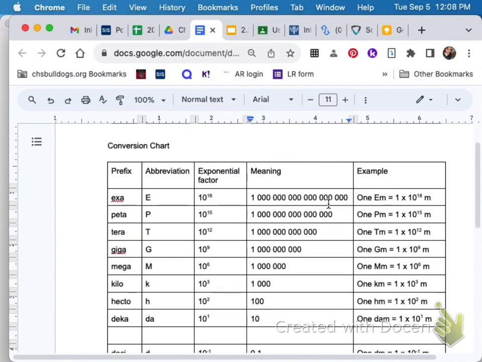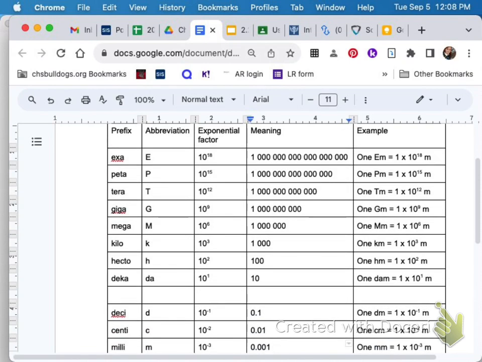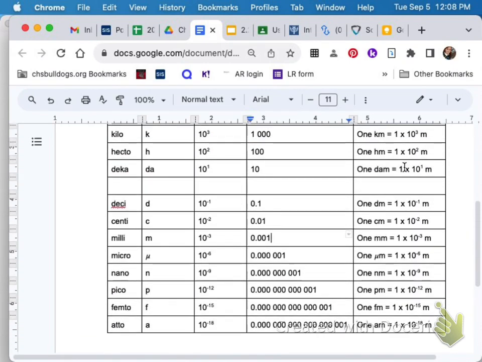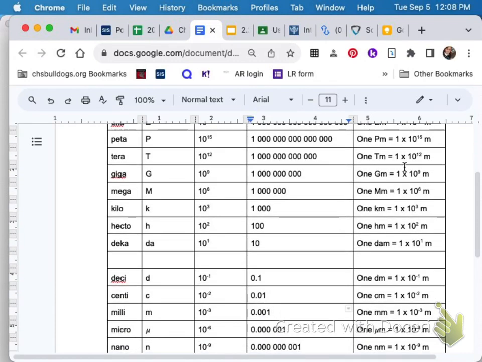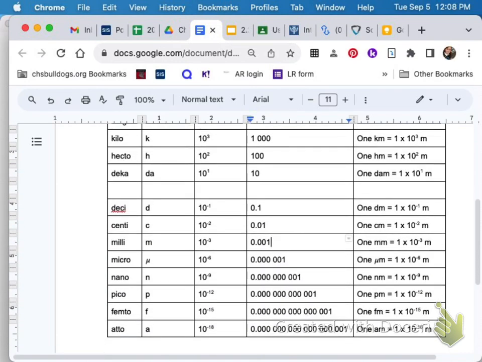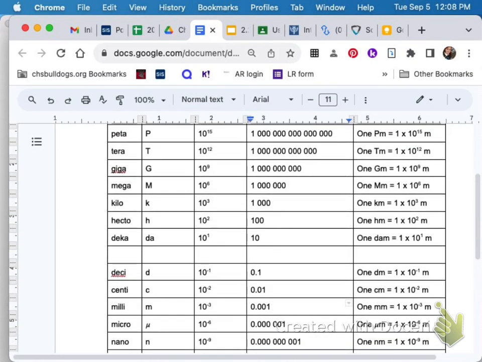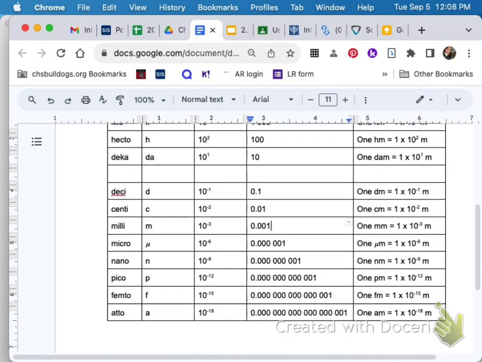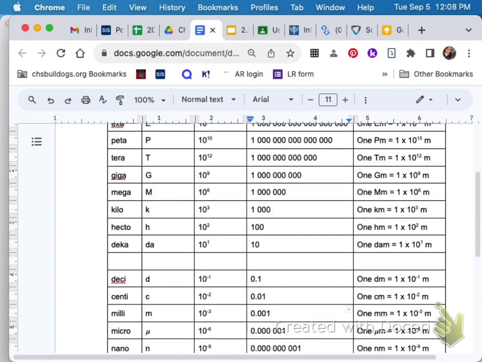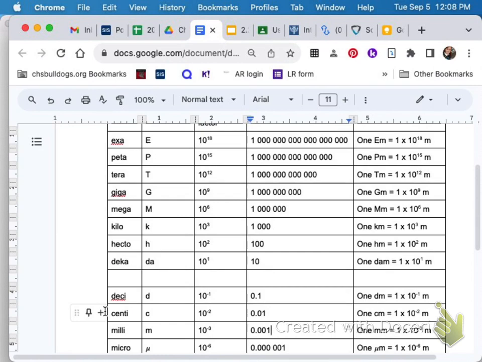This gives you the exponent, it gives you the actual numerical meaning, and it gives you an example on the side to help you understand each prefix. I will go ahead and tell you that we tend to use centi, milli, and kilo pretty frequently. The other ones are not as common, but you may run across them in practice problems in your textbook. This document is going to be shared with you on Classroom as a material. You always have access to it, and on some tests, not all tests, I will provide you with this.